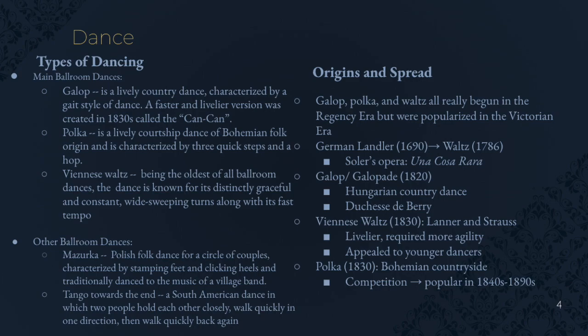Moreover, there existed two other ballroom dances, which were not as popular as the main ones, but were still included in a lot of social courting dances. The mazurka is a Polish folk dance which involves a circle of couples characterized by stamping feet and clicking heels and traditionally danced to the music of a village band.